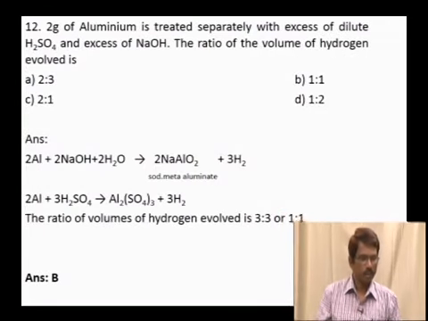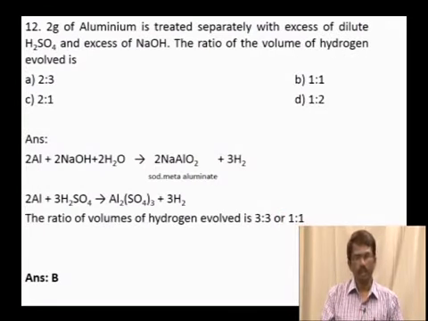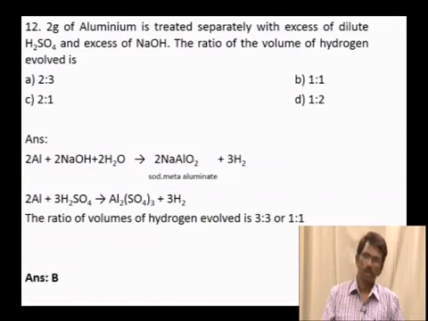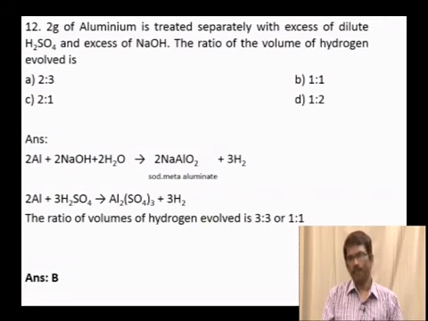To question number 12, 2 gram of aluminium metal is treated separately with excess of dilute sulfuric acid as well as sodium hydroxide solution, and the ratio of volume of hydrogen evolved is option A 2:3, option B 1:1, option C 2:1, option D 1:2.